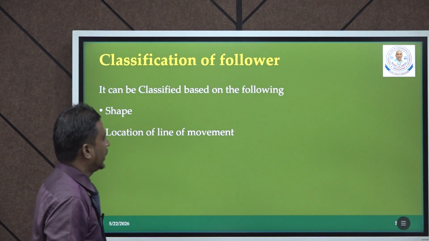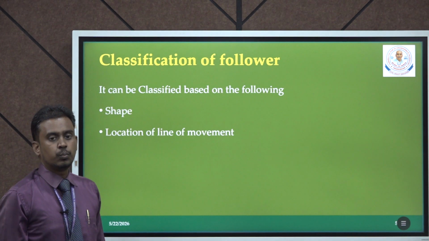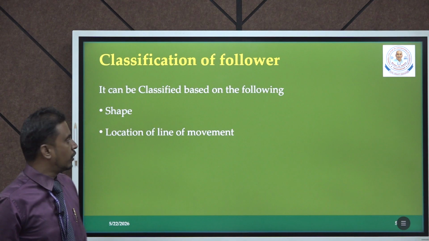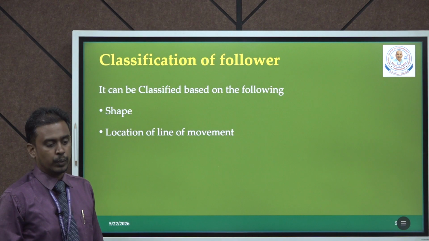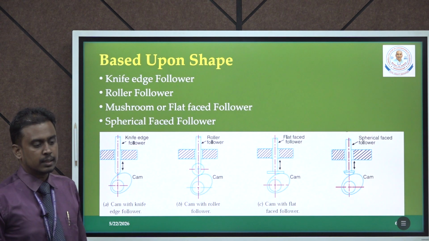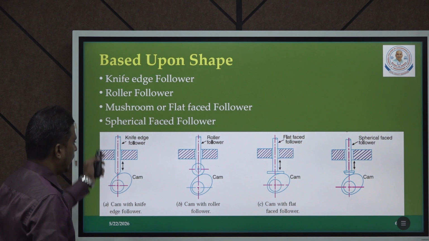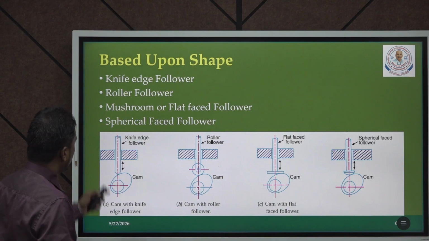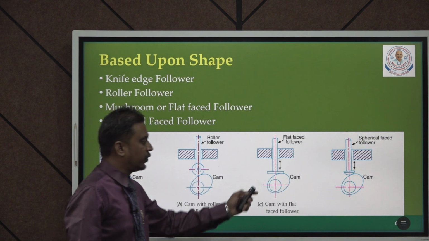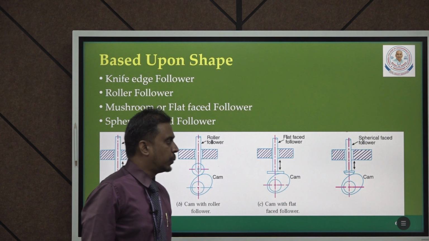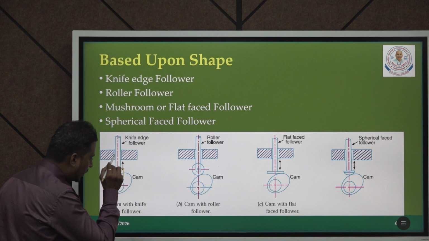Now, let us classify the various types of follower. The follower is broadly classified into two aspects. The first one is based on the shape and the second one is based on the line of movement or motion. Now, let us discuss one by one. Based on the shape, the follower is broadly classified into four types. First one is knife edge, second one is roller follower, third one is flat face follower, and the fourth one is spherical face follower. Closely observe the contact between the cam and follower.